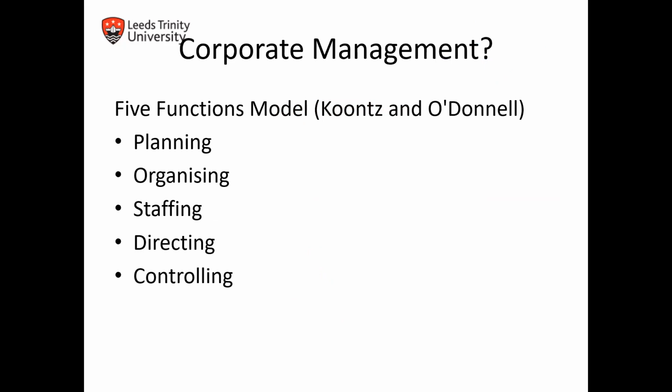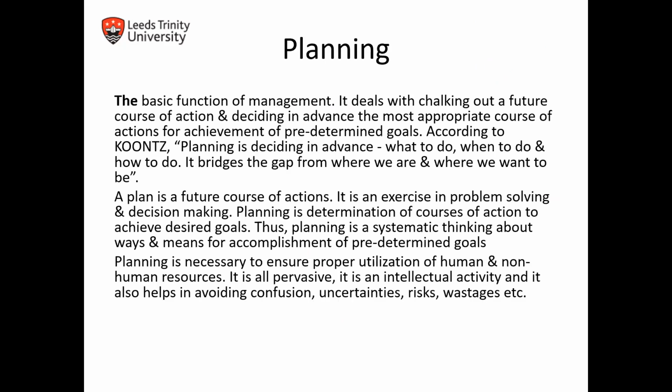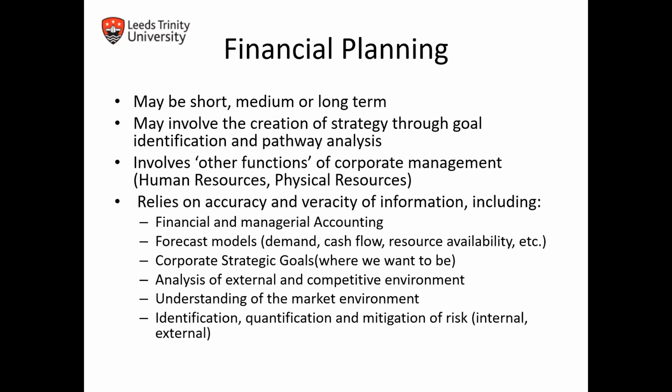What are the 5 functions of corporate management? Planning, organizing, staffing, directing, and control. What is planning? It deals with chalking out the future course of action, deciding in advance the most appropriate course of action. A plan is a future course of action. It is an exercise in problem solving and decision making. It can be short, medium, or long term. It involves the creation of strategy through goal identification and pathway analysis.